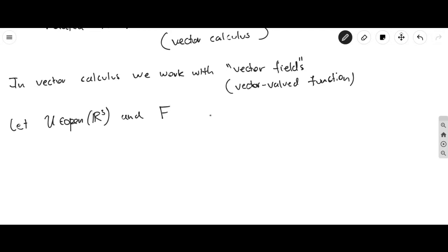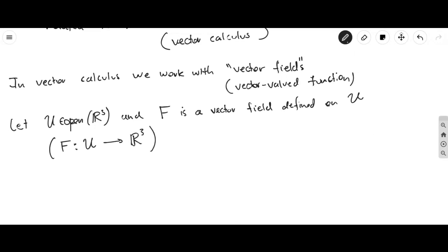And F is a vector field defined on U. So what does this mean? It just means that F is a mapping, so it's defined on U. But instead of giving you a scalar, instead of returning back to you a number, it returns to you a vector. So the way you want to think of this is you want to think of the domain as representing points in space, and you think of the codomain as representing vectors in space.